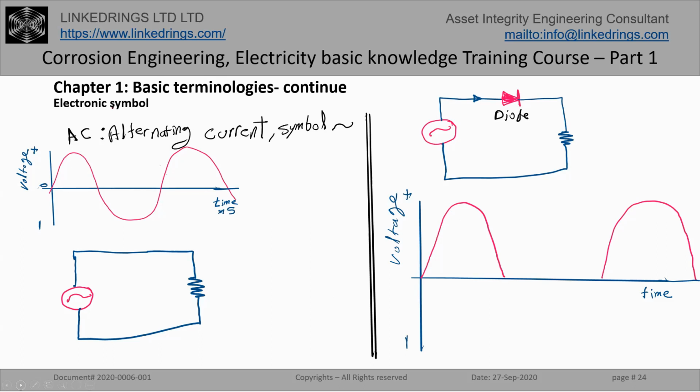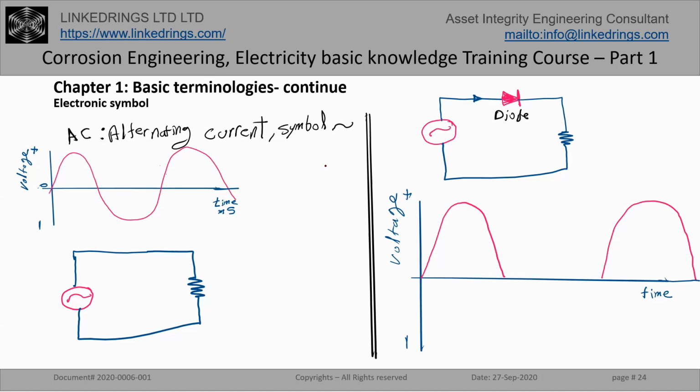What will happen if we have AC alternating current and we add one diode to the circuit? If there is no diode, like in this circuit, this is a source of AC passing through the resistance or load. The wave will have this kind of shape. The vertical axis represents the voltage, and the horizontal axis represents the time in milliseconds.